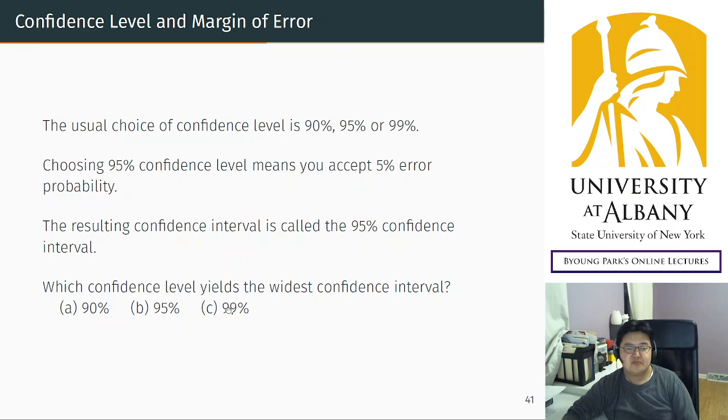I want you to understand the trade-off. You want to make the confidence level higher, but you also want to make the interval narrower. But you cannot achieve them at the same time. They are a trade-off. So a higher confidence level means the widest interval, the largest marginal error. So the answer is C.